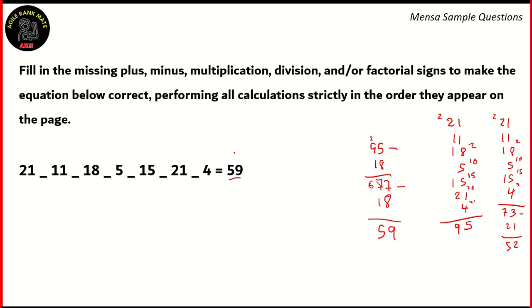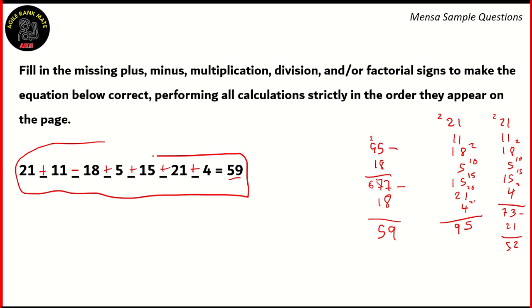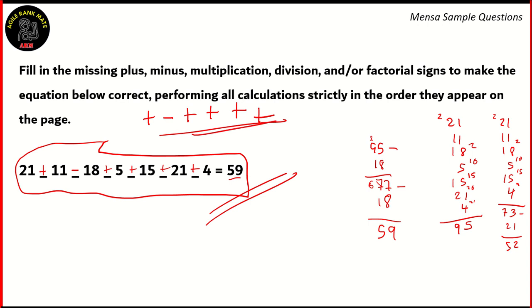So the correct order of arithmetic operators here would be 21 plus 11 minus 18 plus 5 plus 15 plus 21 plus 4. And doing that, we will get 59 as the sum. So therefore, the final answer would be 59. So basically, the idea is plus minus plus, plus minus plus, plus plus plus. So this is the order of arithmetic operators that we should be using.